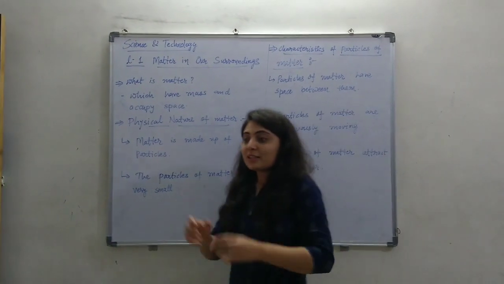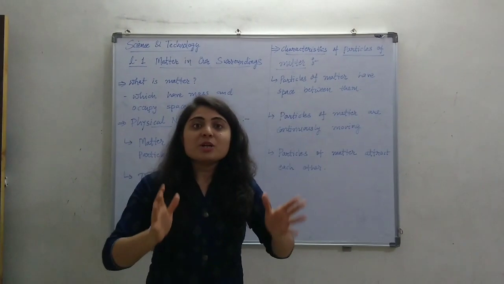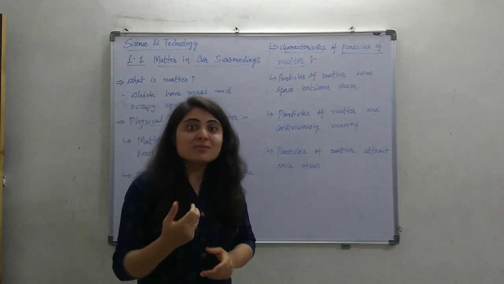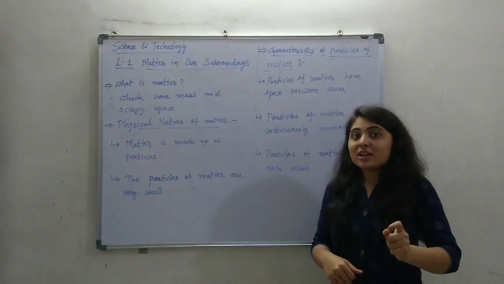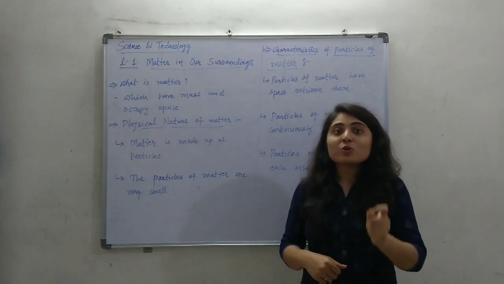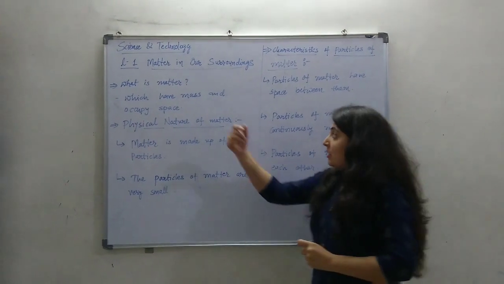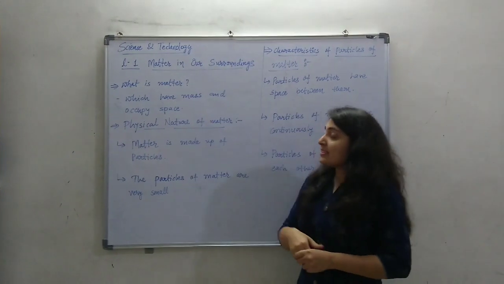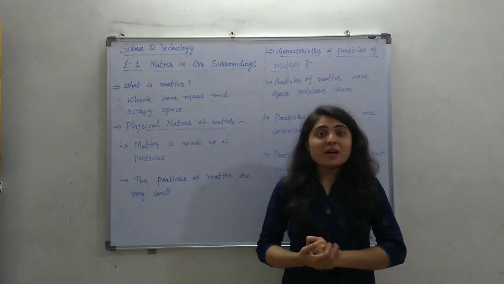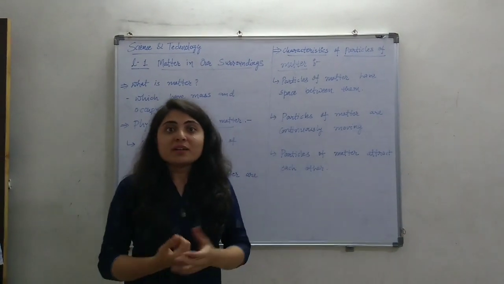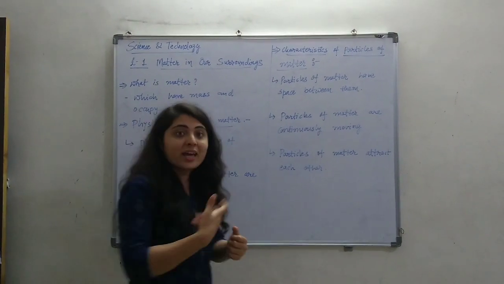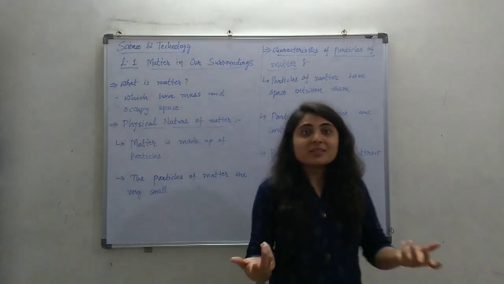We can say that these things are made up of matter. What is matter then? It is said that matter is a thing which has mass and occupies space. See, a vehicle has mass and occupies space, so it is matter. Water has mass and occupies space, so it is matter.